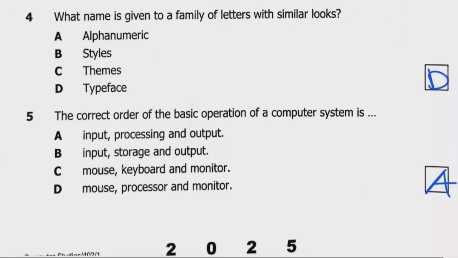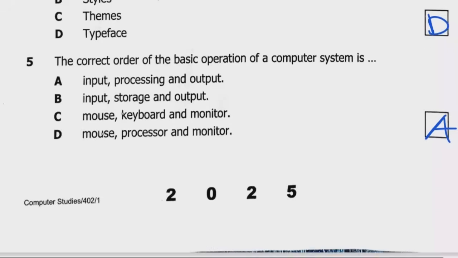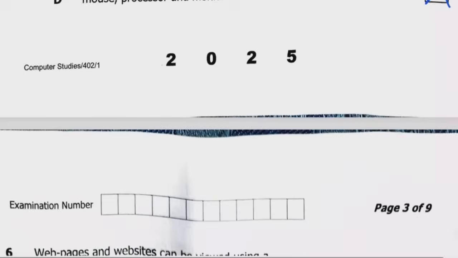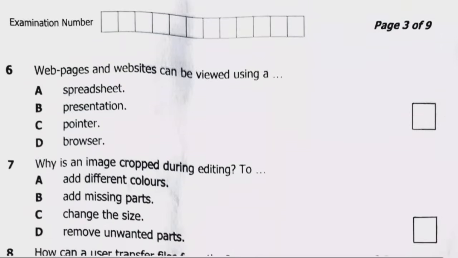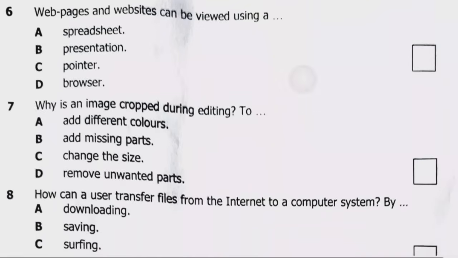We can go to question 6. The question is, web pages and websites can be viewed using a dash. A, spreadsheet. B, presentation. C, pointer. D, browser. What can we use to see web pages?